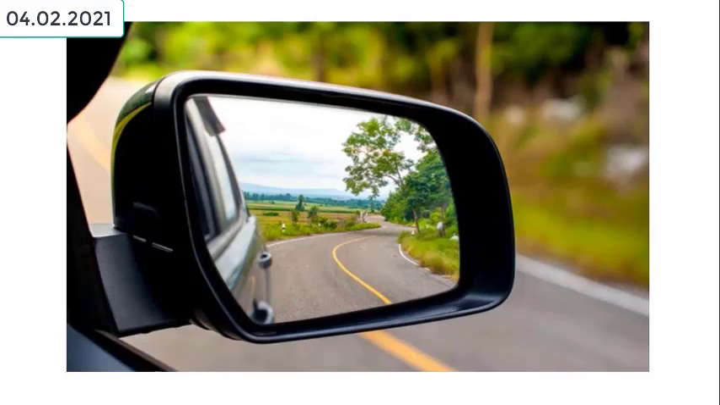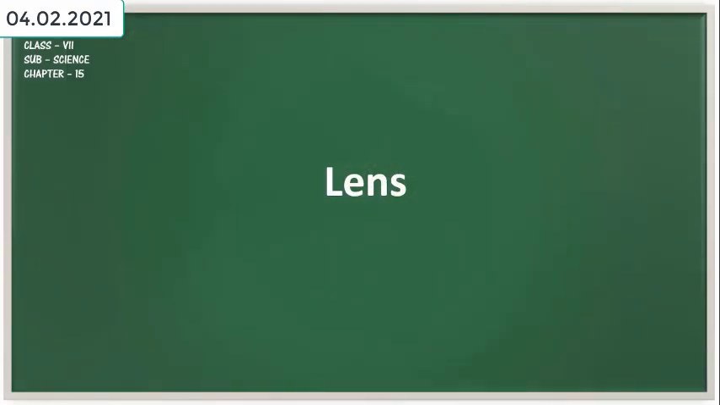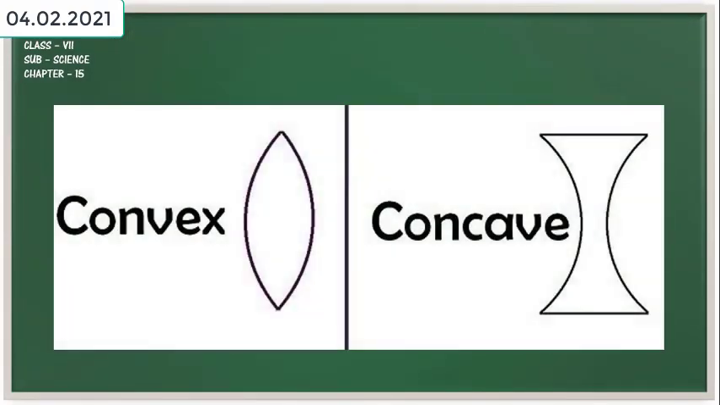Now, image formed by lenses. A lens is a piece of transparent glass bound by two spherical surfaces. Lenses are transparent so that light can pass through lenses. And lenses are of two types, convex lens and concave lens. Convex lens. The convex lens is the lens which is thicker in the middle than the edges.